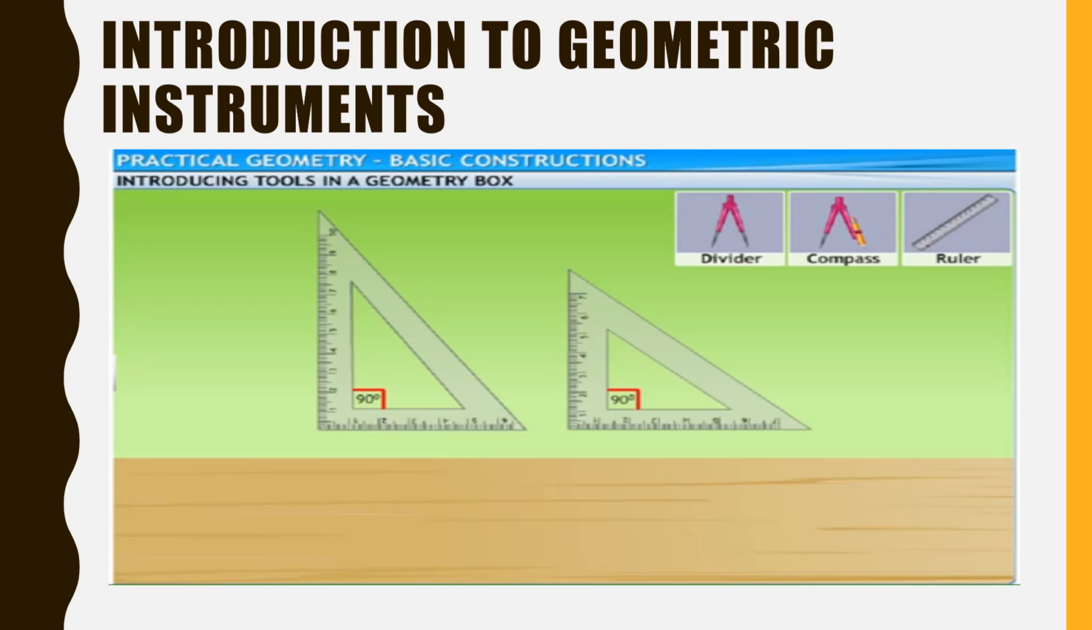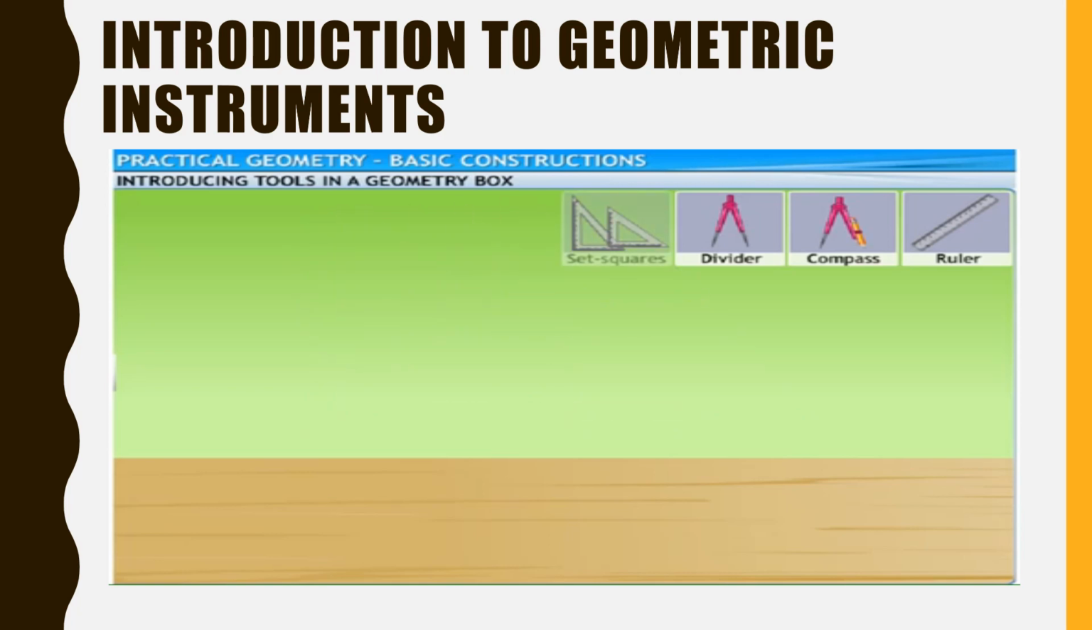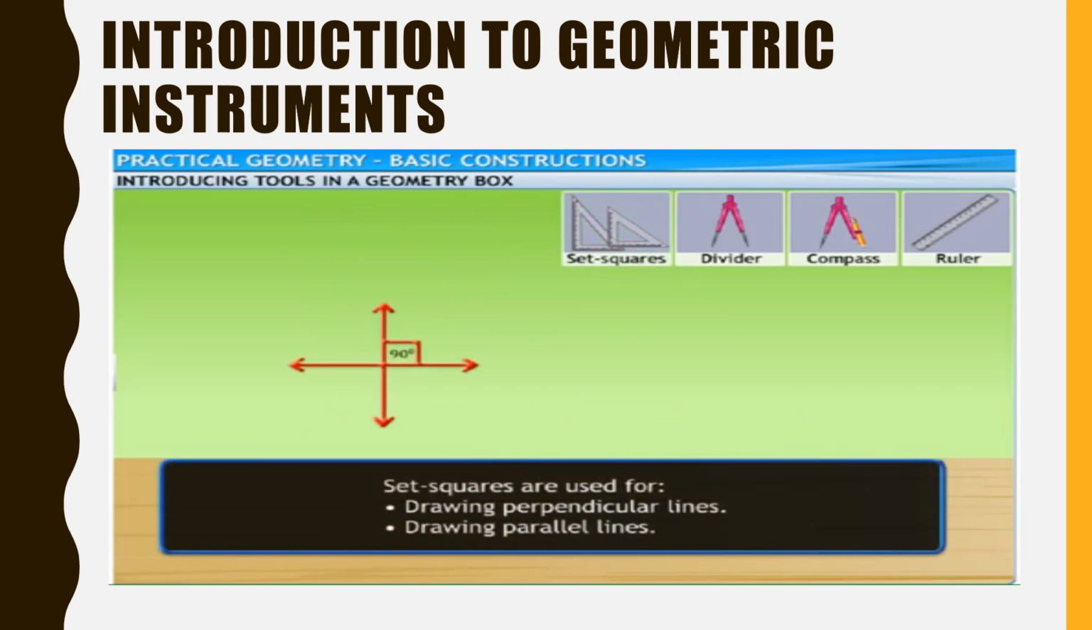The set square, that is an isosceles triangle, has two angles measuring 45 degrees each. The set square, that is a scalene triangle, has two angles measuring 30 degrees and 60 degrees. The two perpendicular sides of each set square are graduated into centimeters. These tools are used to draw perpendicular lines and parallel lines.